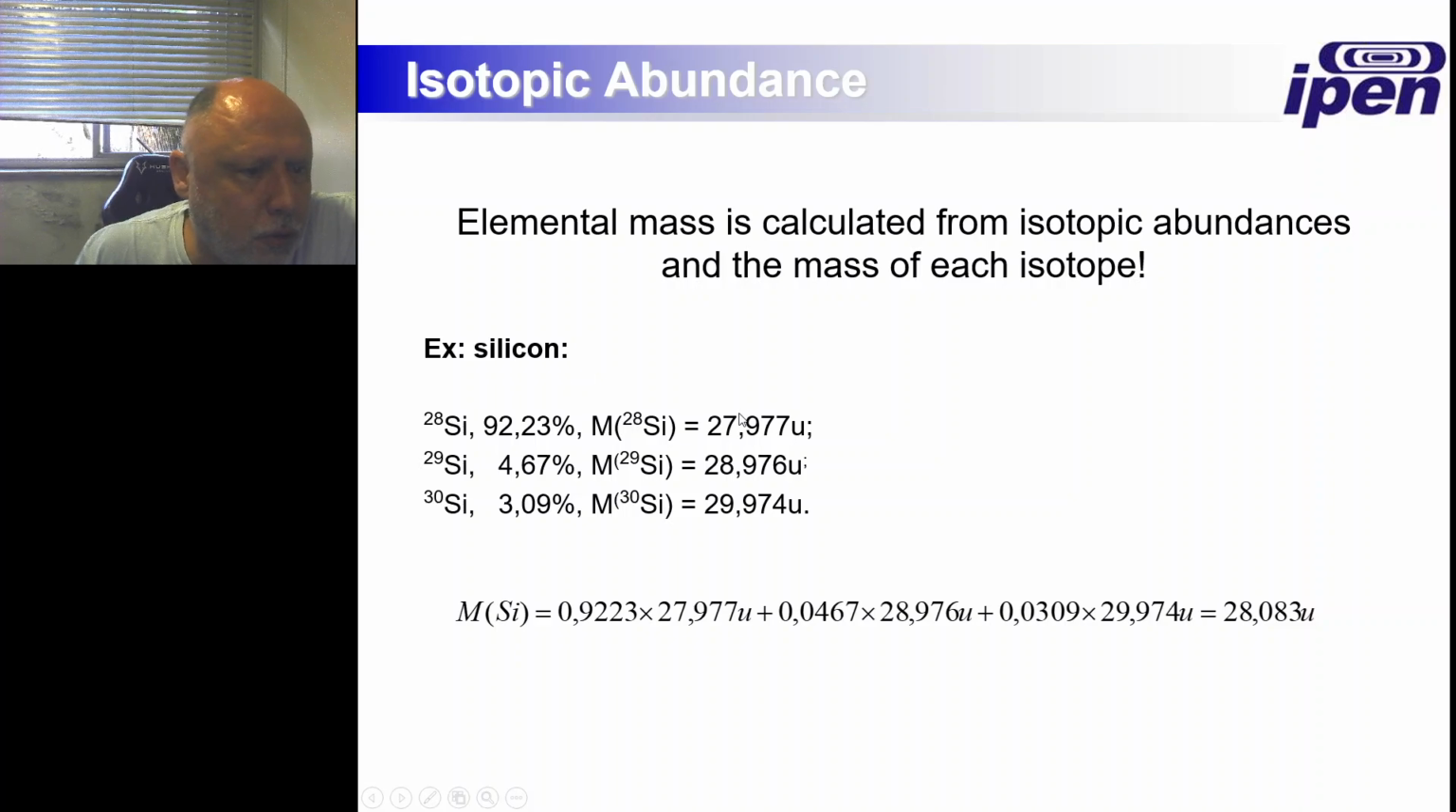92.23% times this. And then you have 4.767% times this mass, 3.09% times this mass, and you get 28.083 units. This is the atomic mass of silicon, right? If you have a general sample of silicon, it's composed of these three isotopes in these proportions, and so the mass is this one. Just take each mass and multiply by the percentage, and you get the elemental mass.